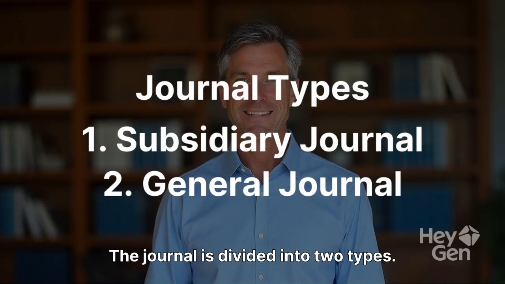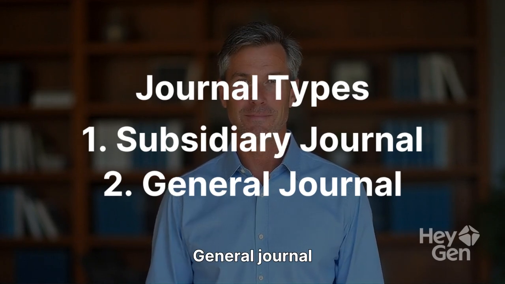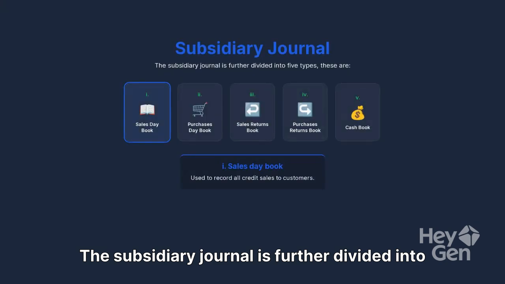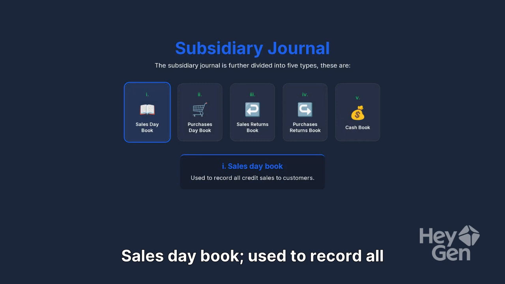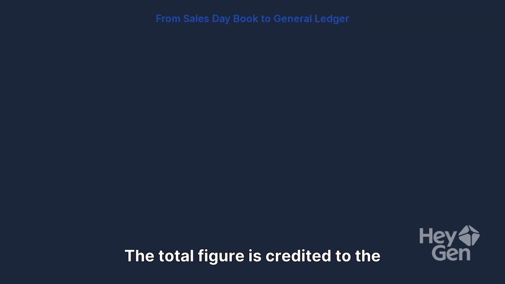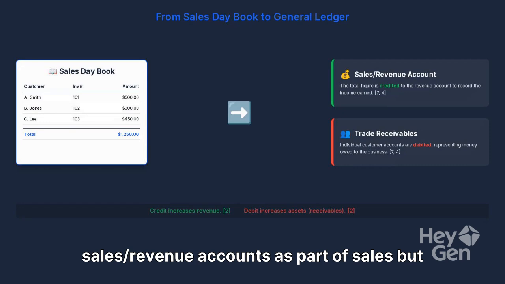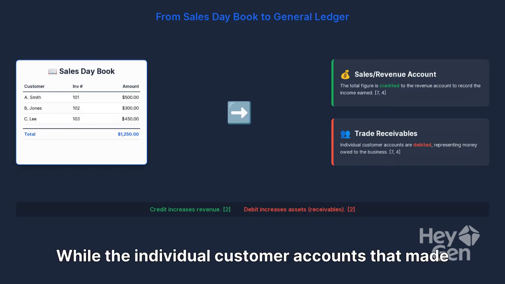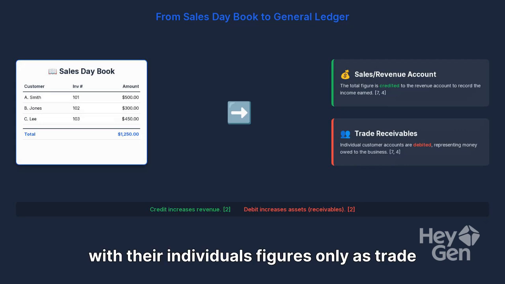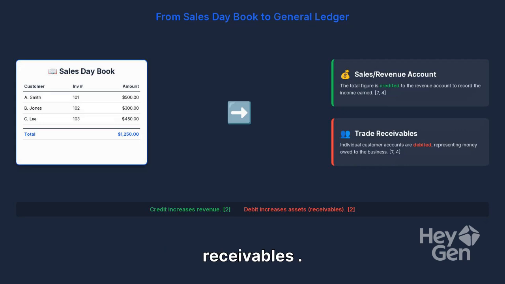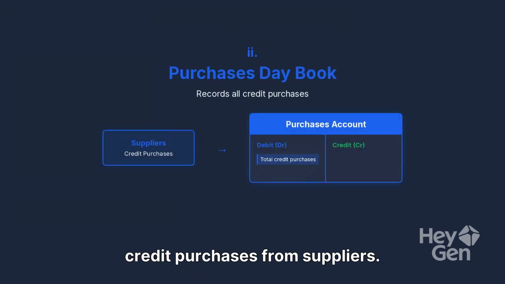The journal is divided into two types: 1. The subsidiary journal, and 2. General journal. The subsidiary journal is further divided into 5. These are 1. Sales day book, used to record all credit sales to customers. The total figure is credited to the sales/revenue accounts as part of sales, but credit sales to the customer, while the individual customer accounts that made up the total credit sales are debited with their individuals' figures only as trade receivables. 2. Purchases day book, used to record all credit purchases from suppliers.